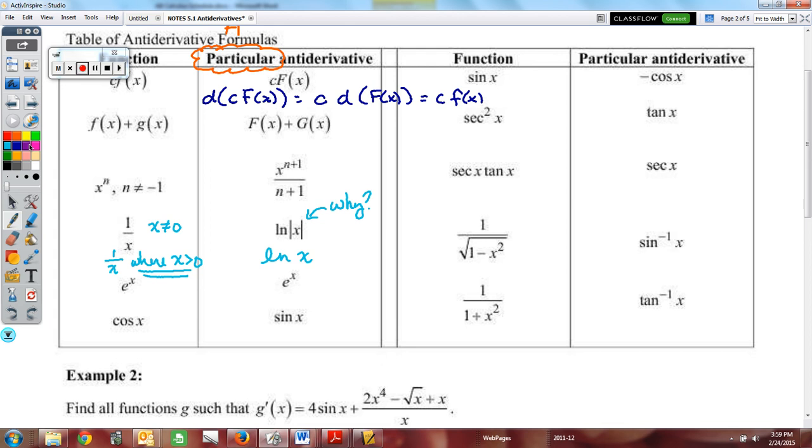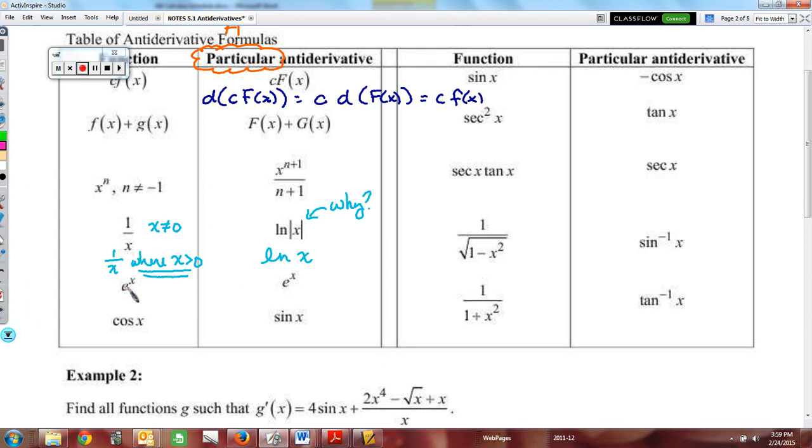Of course, the easiest one, e to the x. The derivative of e to the x is e to the x. The antiderivative of e to the x is e to the x. Your derivative of sine is cosine, so your antiderivative of cosine is sine. Nice. But now here's where you have to be careful.